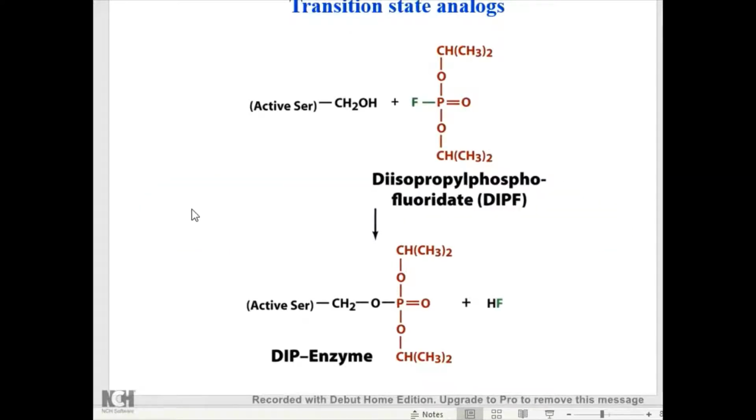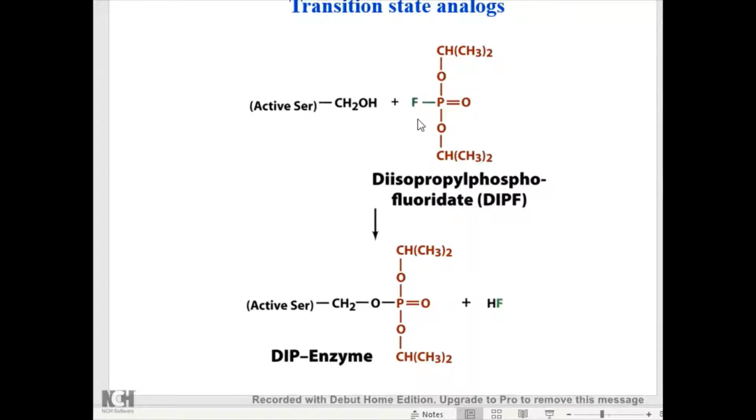For the next several slides, we'll illustrate several examples of transition state analogs. I have to say that transition state analogs are considered good inhibitors of enzymes, and as we will be studying, inhibitors of enzymes can be used as drugs for the treatment of human diseases, for example. One transition state analog that I would like to mention is shown here.